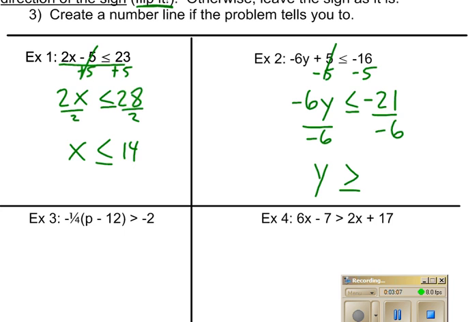So negative 21 divided by 6. Oops, sorry. Two negatives become a positive, so it would be 21/6. If you reduce that, y would be greater than or equal to 3 1/2.